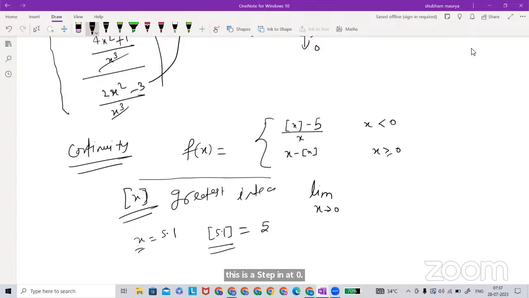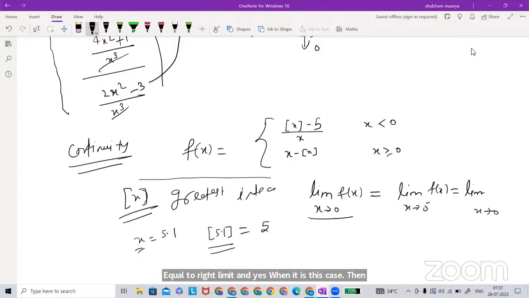When x is greater than 0, our function is also stepwise. But here the function itself is given stepwise at 0. So let's first find the limit at 0. To find the limit at 0, the limit of f(x) should exist, which happens when the left limit is equal to the right limit. When this is the case, the limit at 0 will exist.